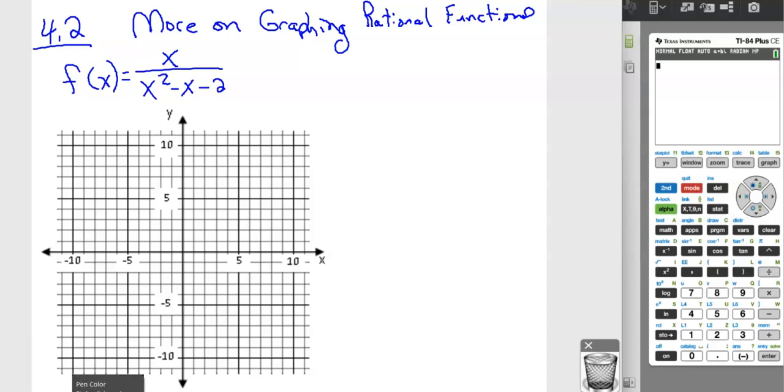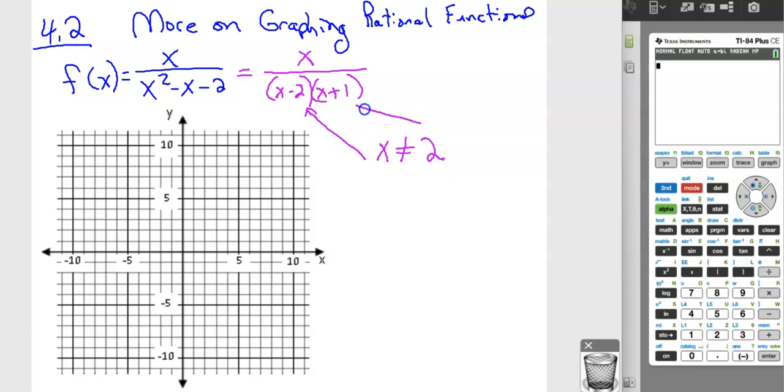So here we're going to take it a step further, and it's going to seem very similar to the last lesson. So here we are, we're going to go straight into it. Here we have a function, and notice the denominator. This could be rewritten if you factor it. It factors to x minus 2, x plus 1. And that should tell you automatically that x cannot be 2 and x cannot be negative 1. So that tells me I have two vertical asymptotes at negative 1 and at 2.